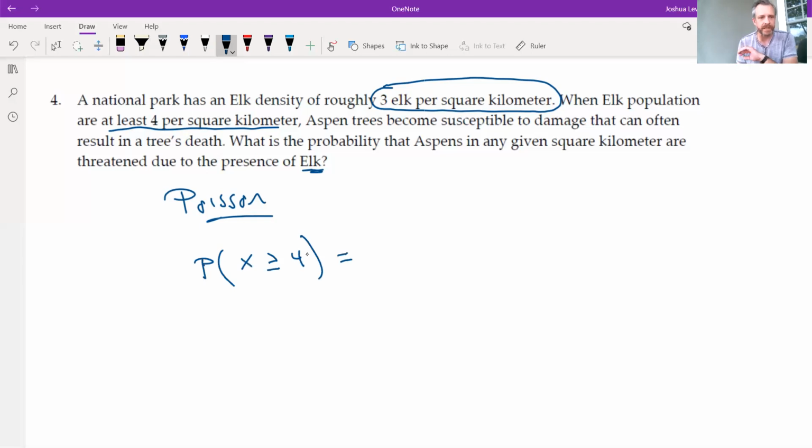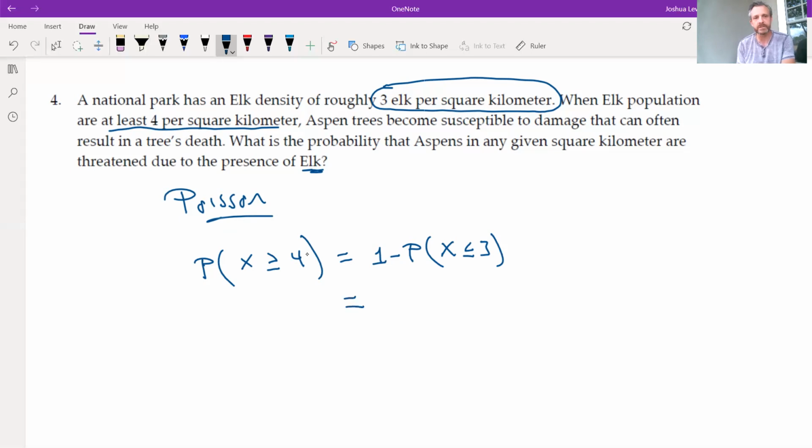Now remember, when you do this, we're going to take advantage of the complement, right? Whether you're using Excel or whether you're using the TI calculator, the Poisson distribution gives you probabilities from 0 up to a certain point. But we want the probabilities from a certain point and above. So I'm going to take 1 minus the probability that x is less than or equal to 3. So again, this 1, you should see probabilities 0 through all of them. And we're getting rid of 0 through 3. So what's left is 4 and onward.